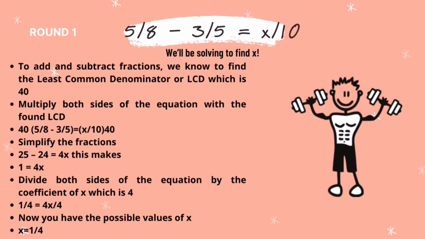Divide both sides of the equation by the coefficient of x, which is 4. 1 over 4 equals 4x over 4. Now you have the possible value of x. x equals 1 over 4.